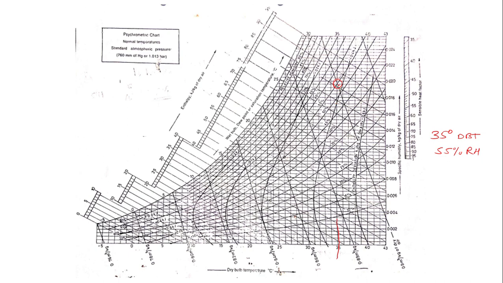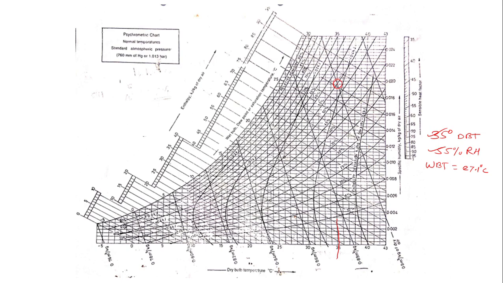With respect to this point, now I will get the various values. So DBT is 35, RH is 55%. Then for the WBT, if I want to find it, this is the line for WBT. Here it is 25, 26, this is 27 and a bit upward of 27. So it is around 27.1 degrees Celsius, which is the WBT.